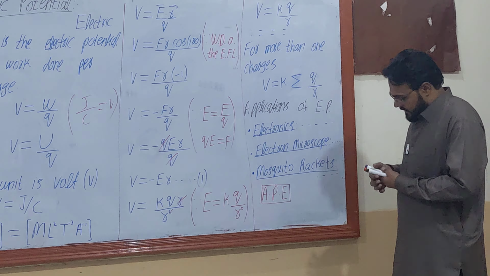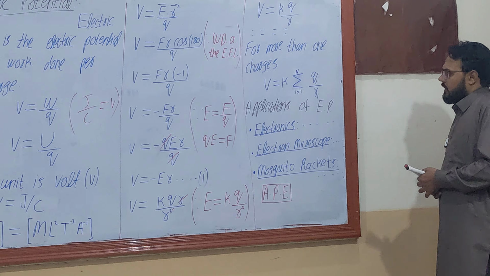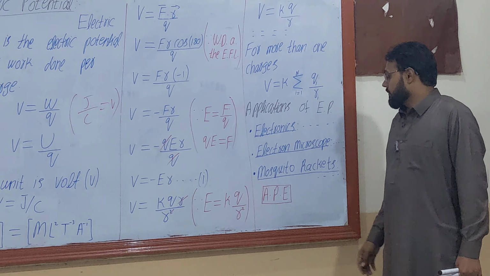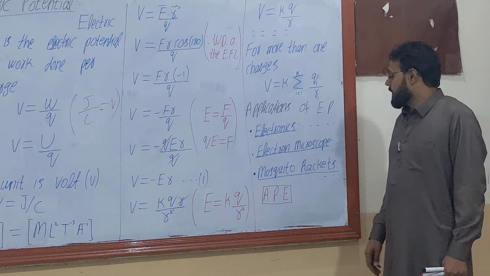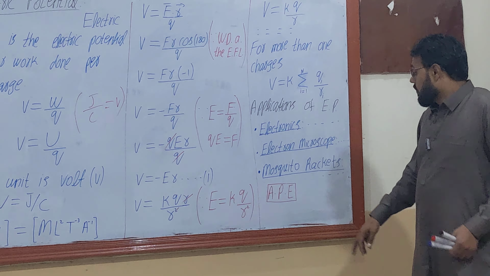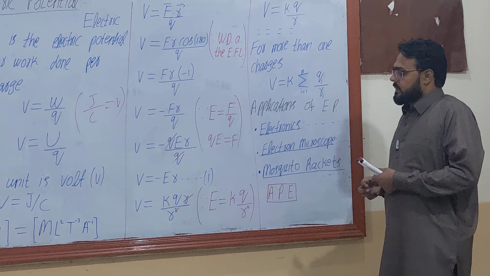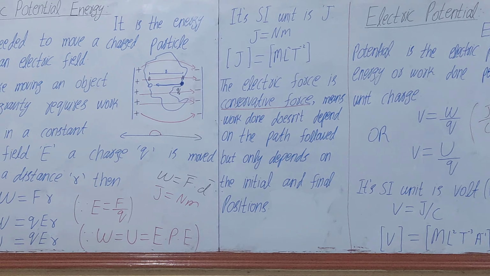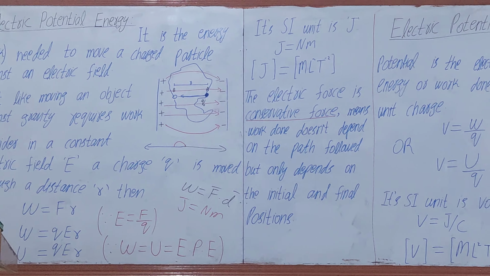Now, applications of electric potential. The applications are in electronics, electron microscopes, mosquito rockets, etc. There are lots of applications. What is absolute potential energy? Electric potential energy, electric potential, now absolute potential energy.